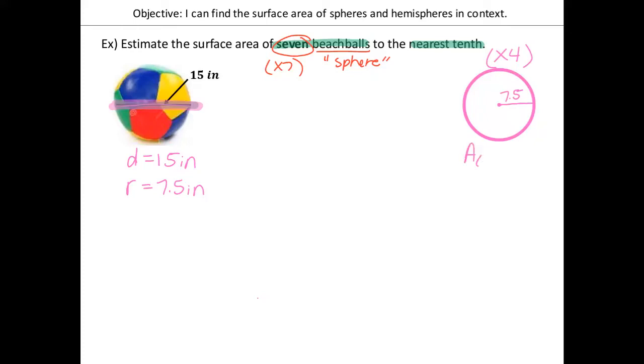So the area of a circle, remember, is pi r squared. But then I have 4 of them. So for my surface area, it's going to be 4 times pi times the radius, 7.5 squared. And I'm just going to plug that whole thing in the calculator just like it shows up like that, okay? So 4 pi, parentheses, 7.5 squared, equals, and then see what you guys get on the calculator.